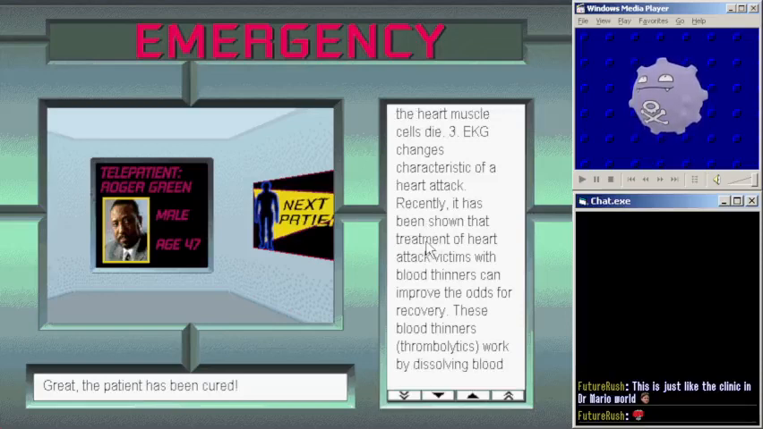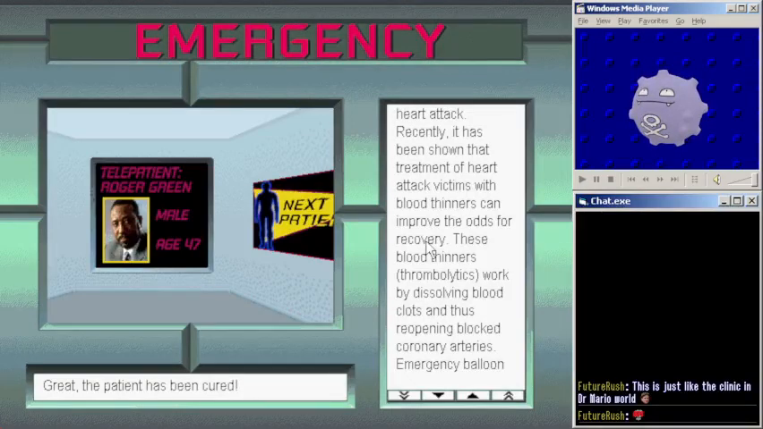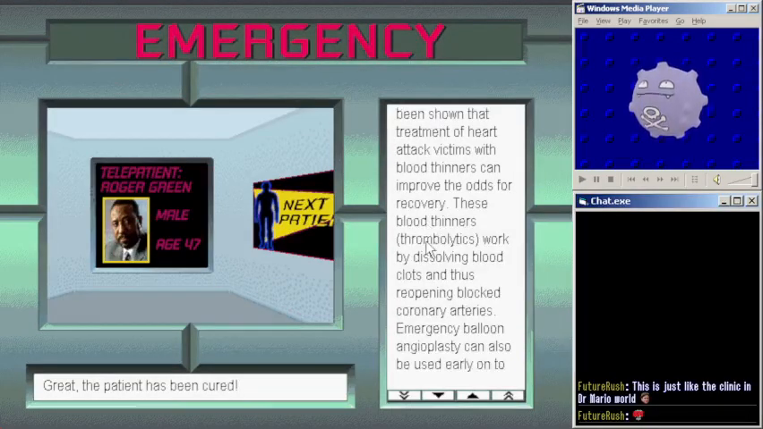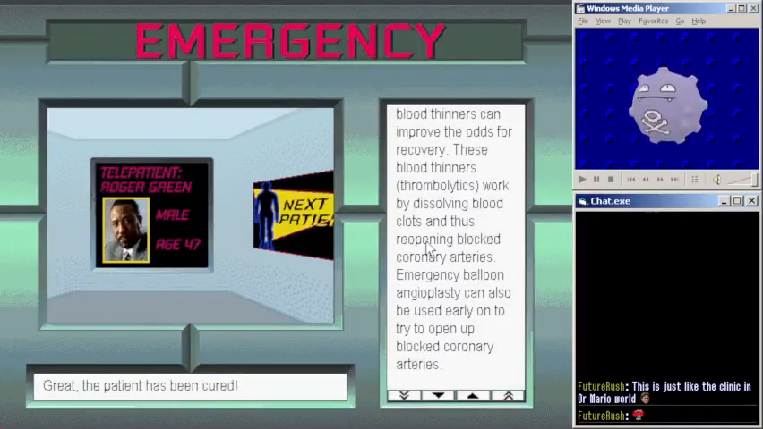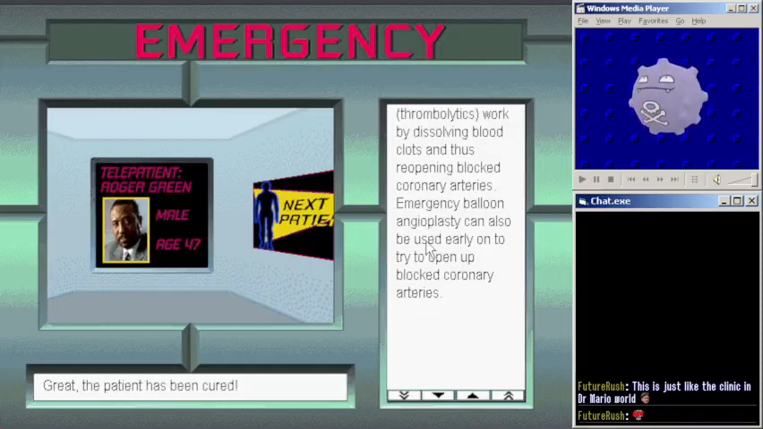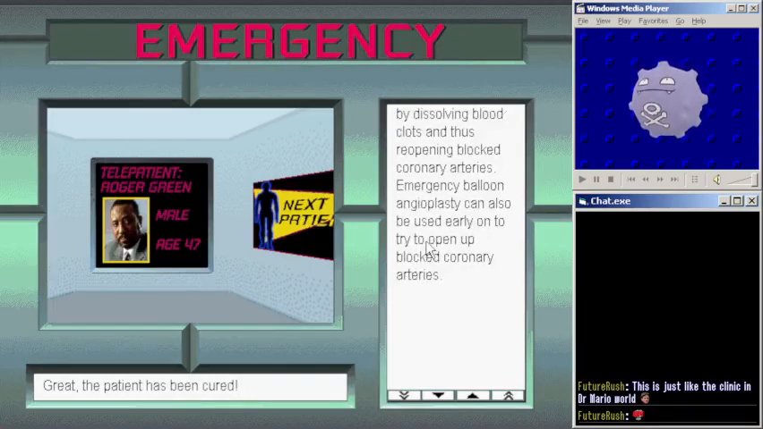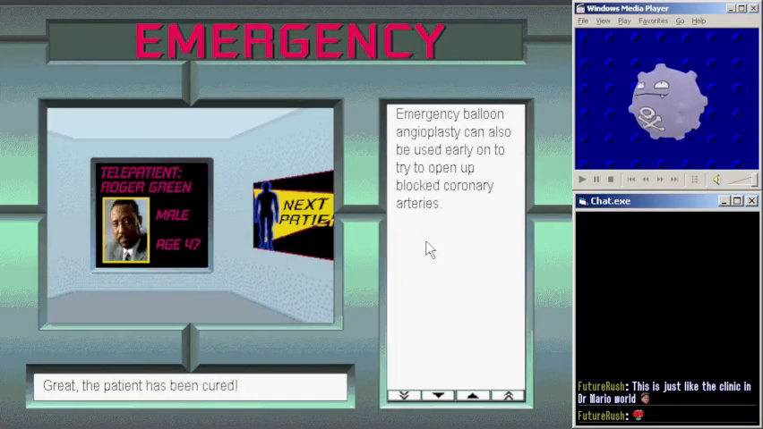Recently, it has been shown that treatment of heart attack victims with strong blood thinners soon, less than 6 hours after the infarction, can improve the odds for recovery. These blood thinners, thrombolytics, work by dissolving blood clots and thus reopening blocked coronary arteries. Emergency balloon angioplasty can also be used early on to try to open up blocked coronary arteries.